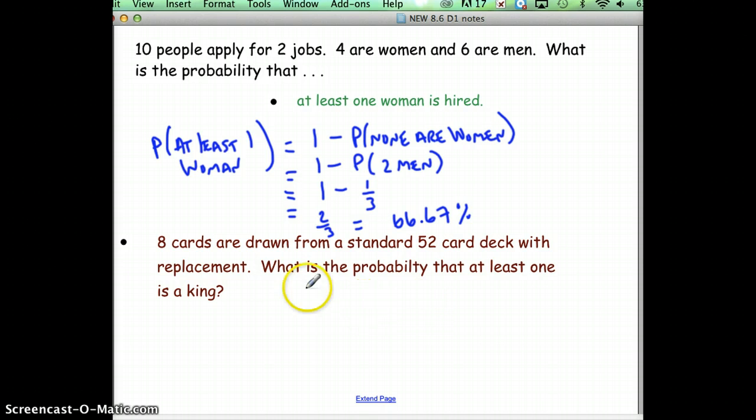Okay, this next one is a little bit more tricky. 8 cards are drawn from a standard 52 card deck with replacement. That's big. With replacement means you draw a card and then you put it back in. So you draw a card, you put it back in, and the deck is the exact same as it was the first time. So make sure that you read things carefully, because with replacement is way different than without replacement. Okay, so then what's the probability that at least 1 is a king?